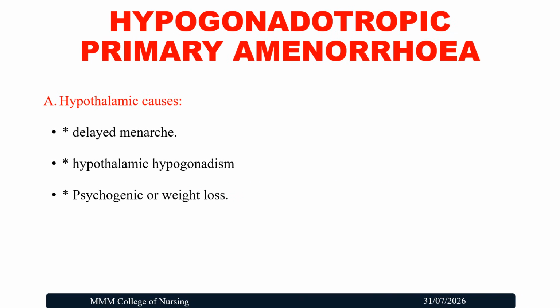Third type is hypogonadotrophic primary amenorrhea. Under this, it has a classification. First one is the hypothalamic causes, that is delayed. Due to these hypothalamic causes, it may lead to delayed menarche, hypothalamic hypogonadism, psychogenic causes or weight loss.